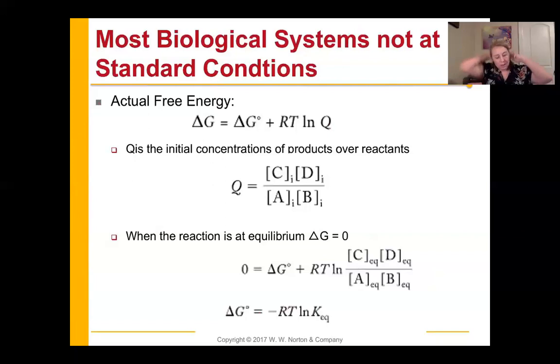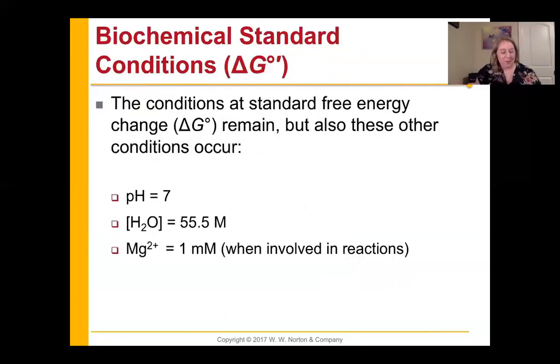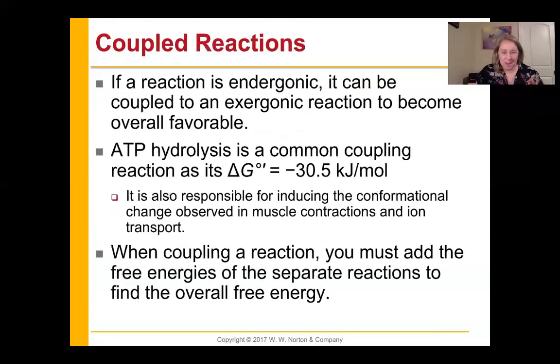All right. So like we said, most biological systems are not at standard conditions. I kind of just already did this. I guess I didn't really have to write that. I forgot I had all that in there. So we talked about our actual free energy, and I already derived all this for you, so I'm just going to leave it. All right. So then we said our biological standard conditions, right? We have to add those 3: pH 7, concentration of OH, and concentration of magnesium ion.